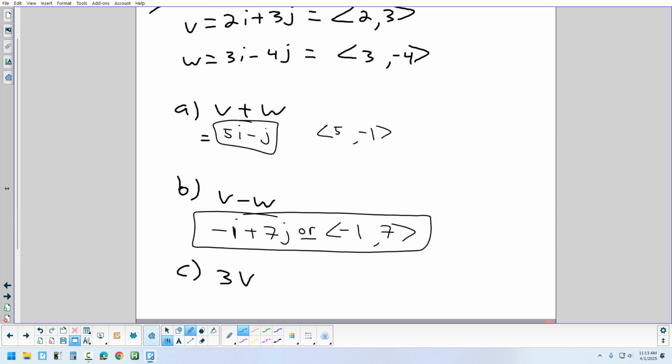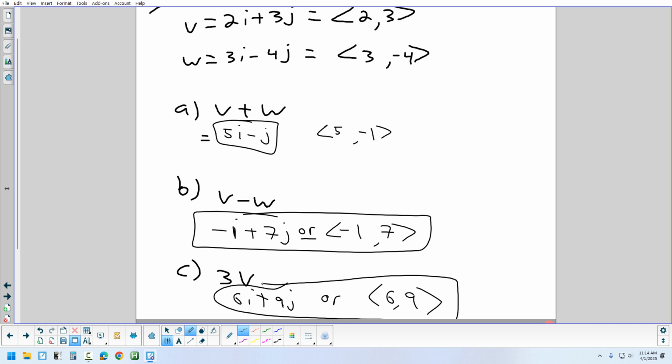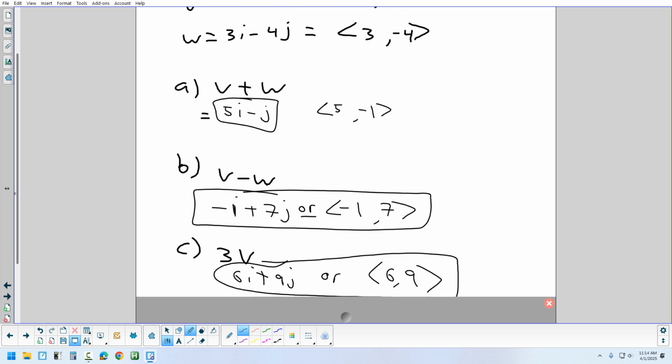All right. How about 3v? What's going to be 3v in unit vector notation? Yeah, Colin. 6i plus 9j. Yes, 6i plus 9j. Or the other way you could do it is 6, comma 9 like that, in the brackets. Okay, any question on that one?